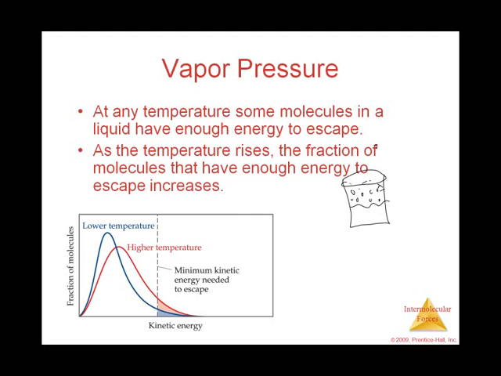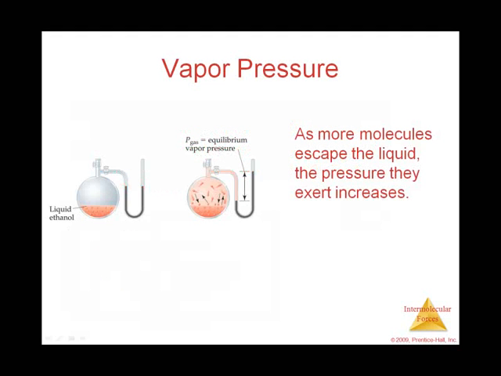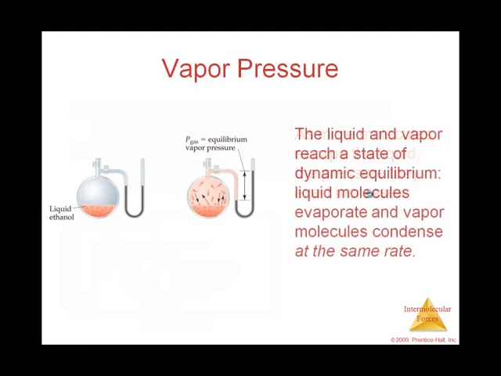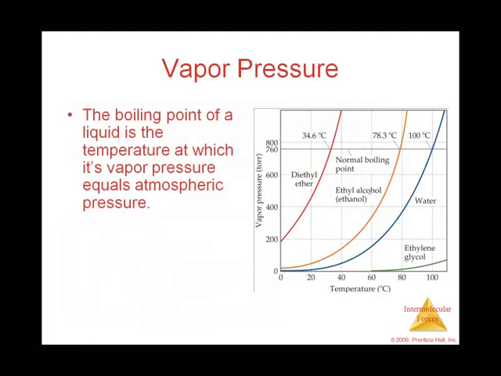So the fraction of the molecules that have enough energy to escape increases as temperature increases, right? And it also is related to the intermolecular forces. Okay, so as more molecules escape, they exert more pressure until they reach some equilibrium. Okay, and these are directly related, again, to the intermolecular forces. So I'm going to have a greater vapor pressure for things that have greater attractions, okay? And all of them will be affected by temperature.